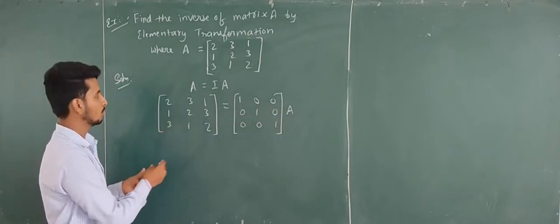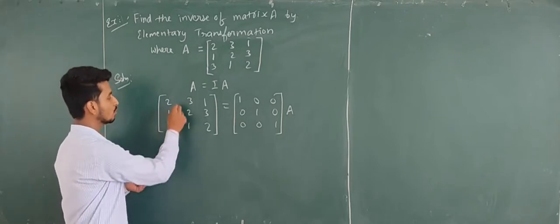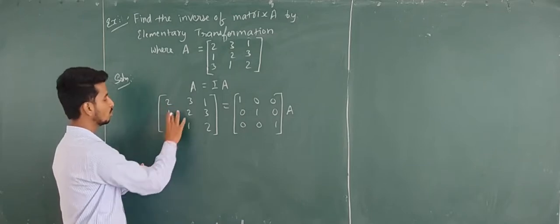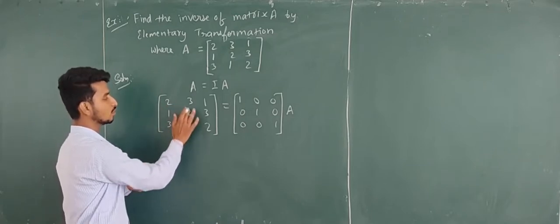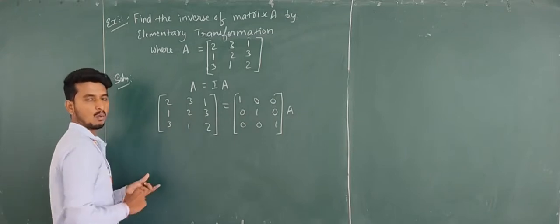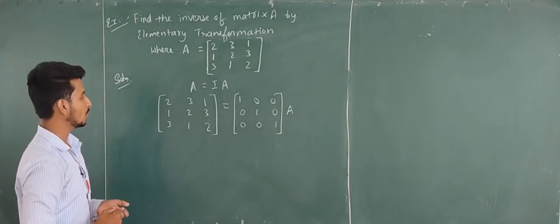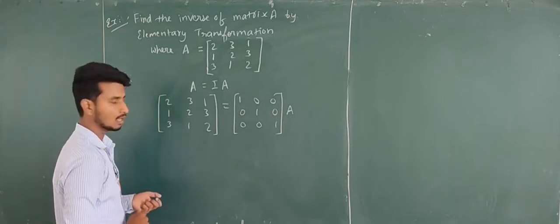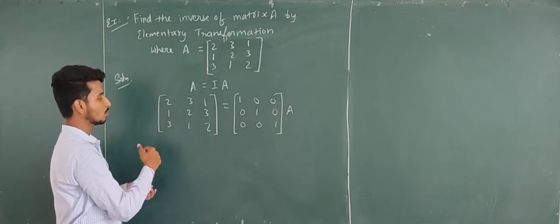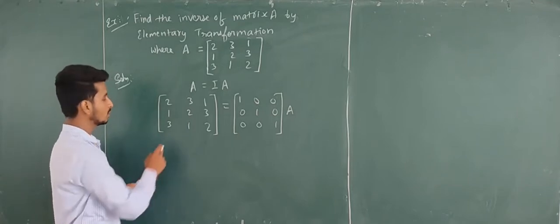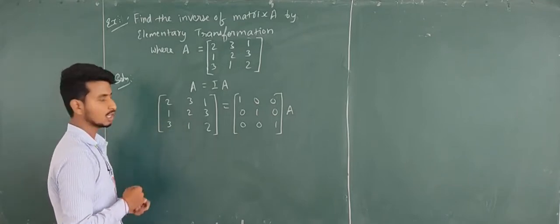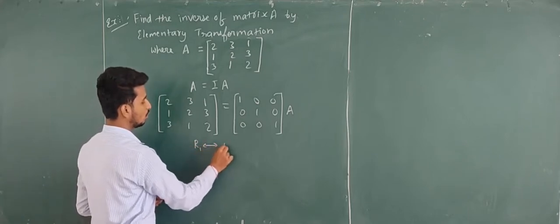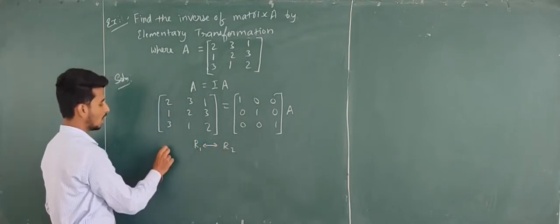So we will continue by the elementary transformation. First, we have to make this term 1, these three terms 0, these three terms 0, and the middle term 1 and 1. First, make this element a 1. To make this element 1, we already have 1 in the second row, so we will interchange the two rows, that is R1 changes to R2.